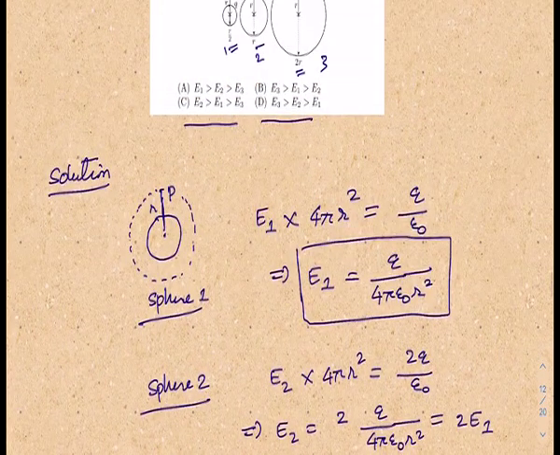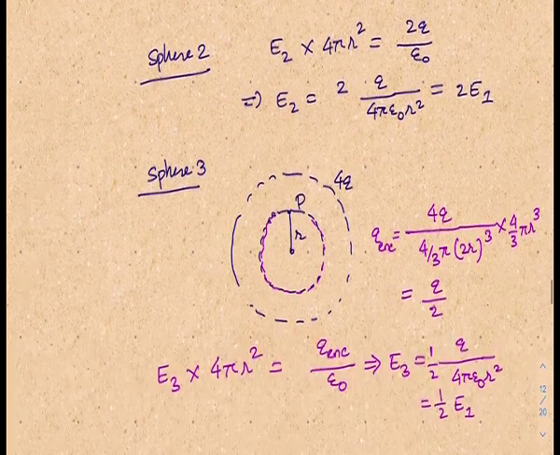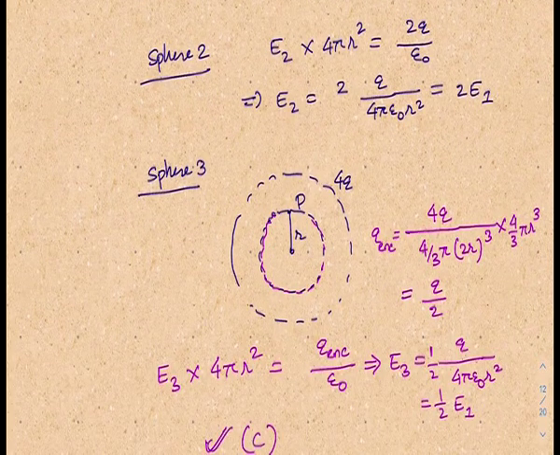Okay, so which option is the correct one? You can see that in this problem option C is the correct one, because E3 is less than E1 and E2 is greater than E1. So option C is the correct option here.